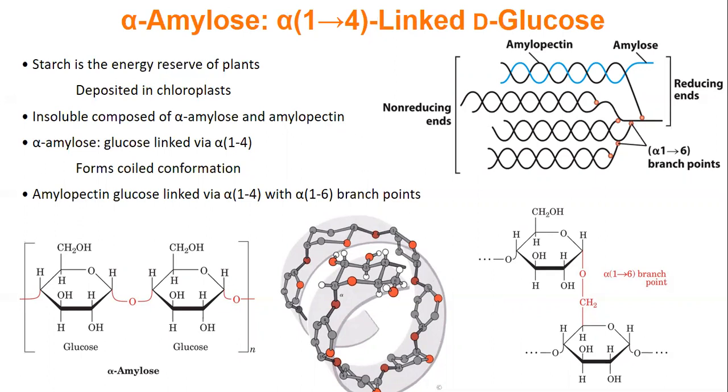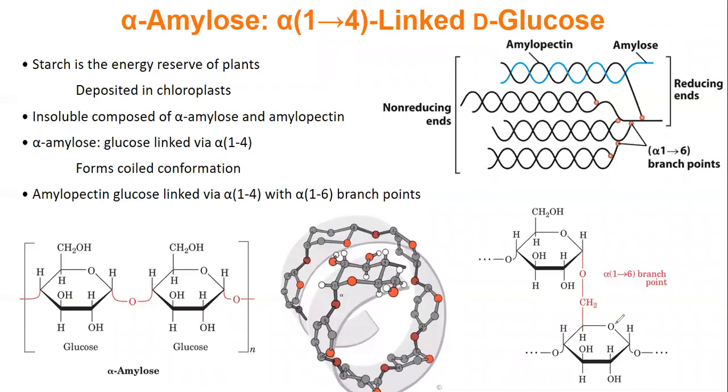Both amylose and amylopectin have alpha 1,4 linkages. The difference between the two is branch points. If we look at the image to our right, the blue is amylose. This is just linear. However, amylopectin has branch points as shown here. So they have alpha 1,6. Normally they are connected alpha 1,4, alpha 1,4, alpha 1,4. But every so often, one glucose will have an alpha 1,6 and start a branch point somewhere else.